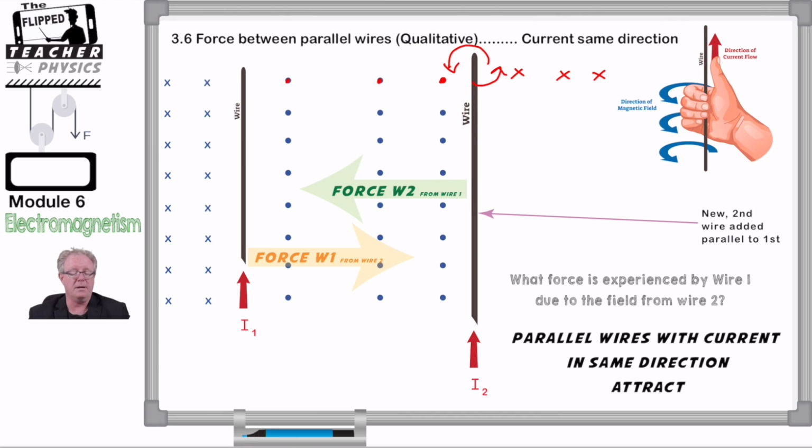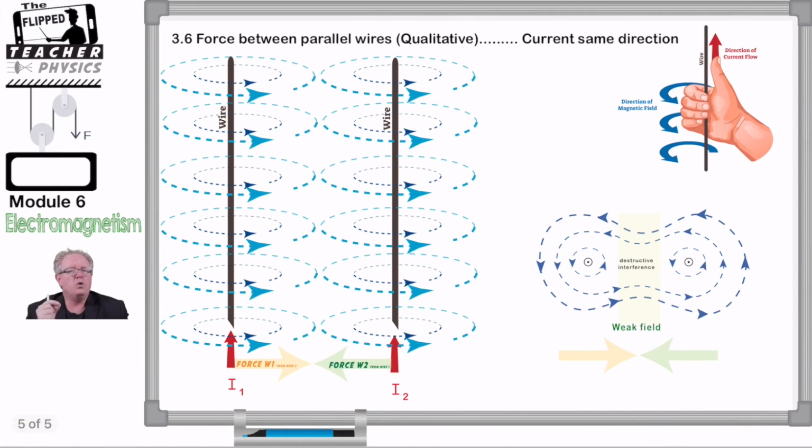Okay, so that's one way. We could also explain it in terms of fields and our understanding of the law of superposition. This is another way in which we can describe the attraction of these wires. So remember, back in year 11, we looked at the concept of superposition, and we did this in terms of waves. I'll just draw it here.